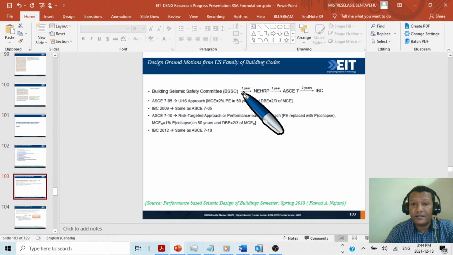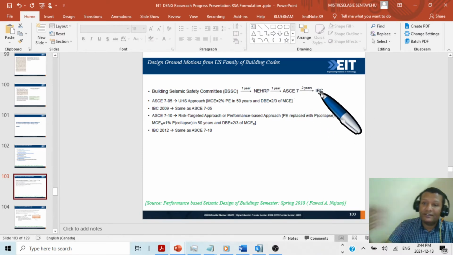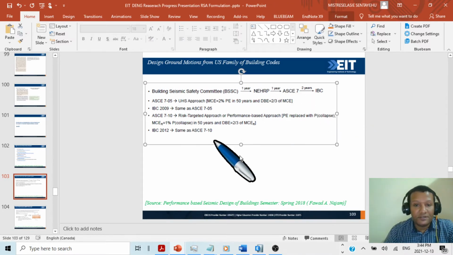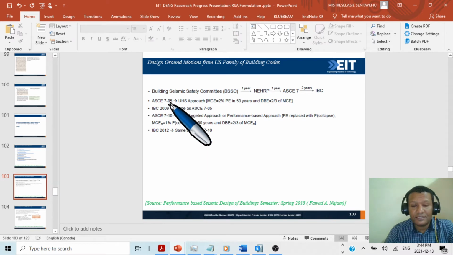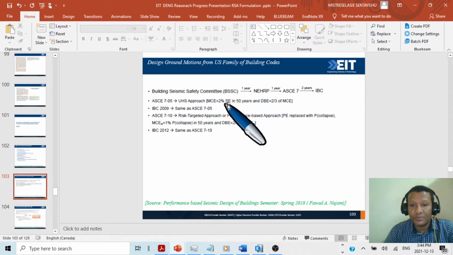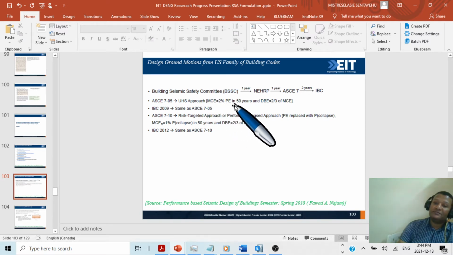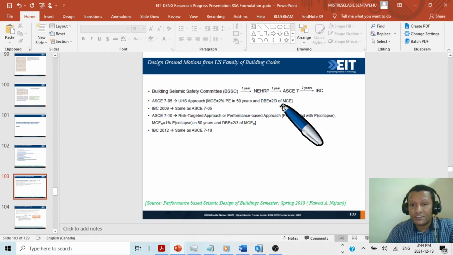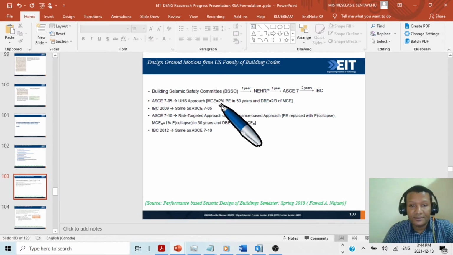Building Seismic Safety Council, this is the committee. NEHRP every 1 year, ASCE 7, so every 2 years IBC 2000. This is the family of building codes, how it's developed. Then ASCE 7-05 uniform hazard approach. This is the maximum considered earthquake, 2% probability of exceedance in 50 years, and DBE level, as I told you, 2/3 of MCE will be DBE.